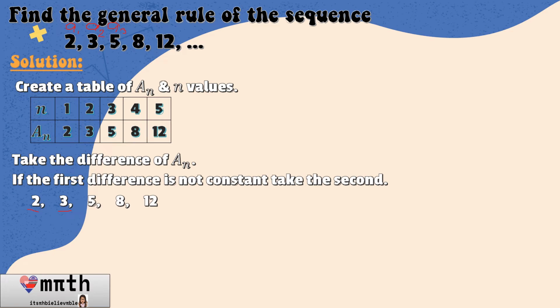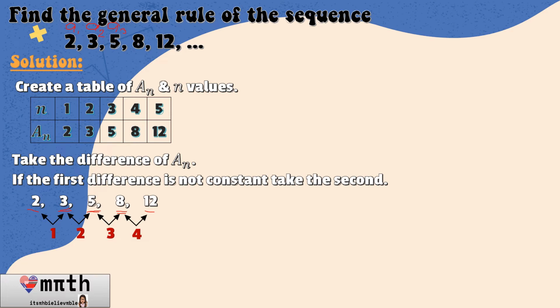So 3 minus 2, that will be 1. 5 minus 3 is equal to 2. 8 minus 5 is equal to 3. 12 minus 8 is equal to 4. As you notice, their difference is not constant.